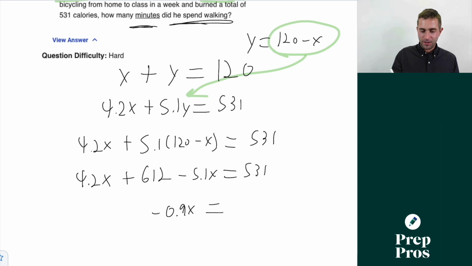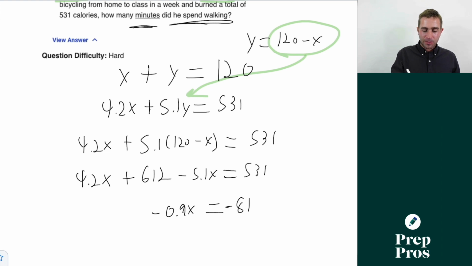my brain apparently is having a moment here. I believe 81. I'm going to check those numbers here just to make sure I didn't mess myself up. So 5.1 times 120 equals 612. There we go. This will be negative 81. 531 minus 612. Yep, cool. All right, so I was all good there.